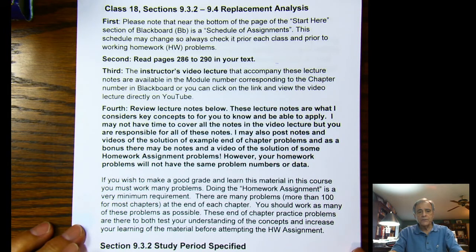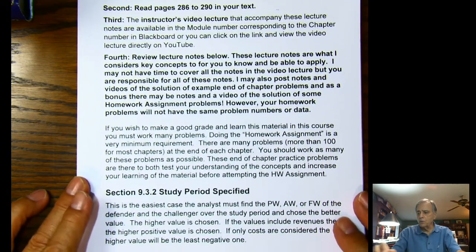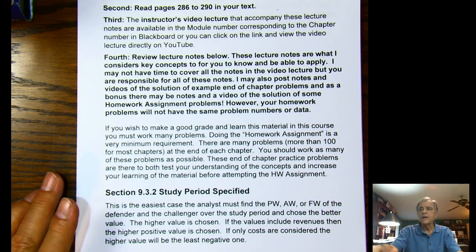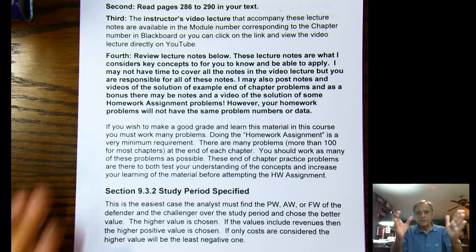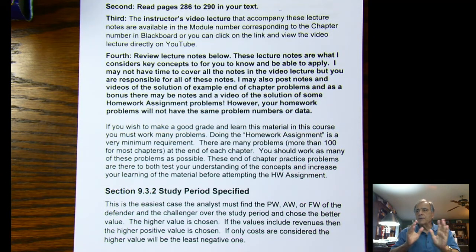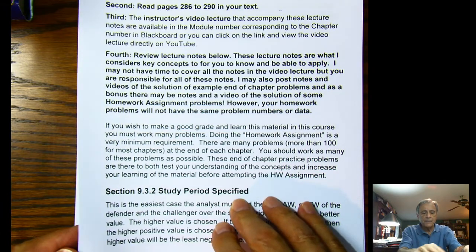So the first section, 9.32, deals with when the study period is specified. So you're looking at a specific time frame, and over that time frame you want to find which alternative is best. Again, probably the only two alternatives we're looking at are the defender and simply the best challenger. So that's what this chapter is about.